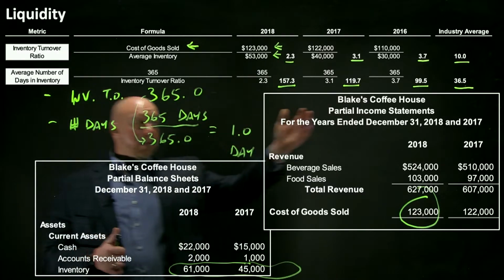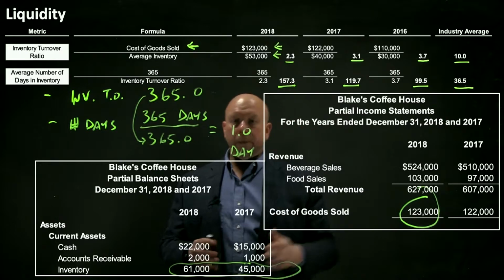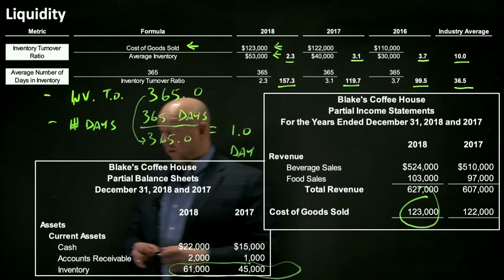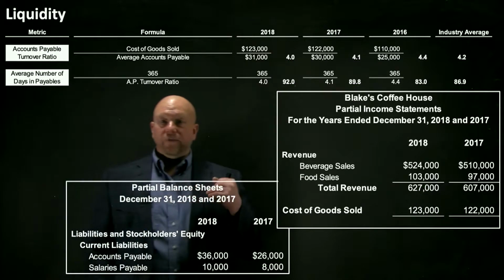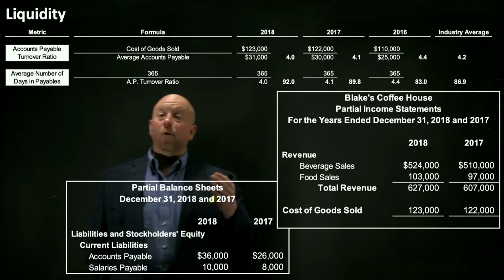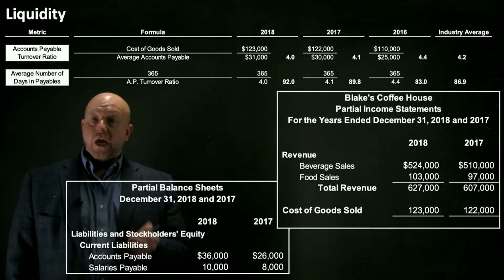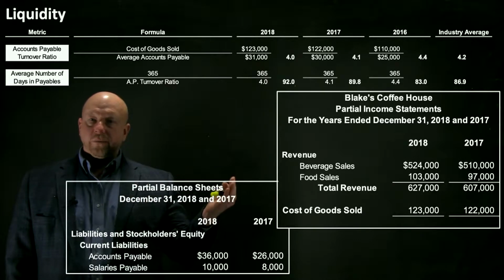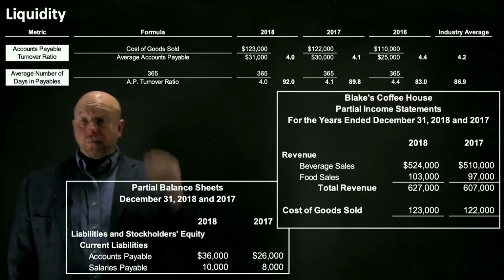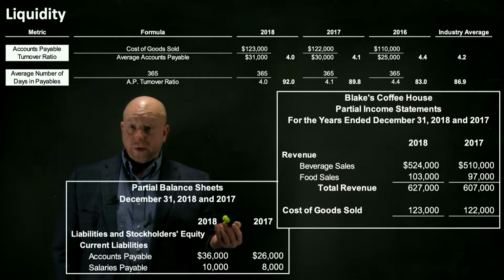So I would say that if I were looking at this particular trend, I have some questions, and I want to know how well we're managing our inventory. We are almost finished with our analysis of some of the more common liquidity metrics. We looked at accounts receivable, we looked at inventory. Now we need to turn the page and look at a very important current liability, which is accounts payable.